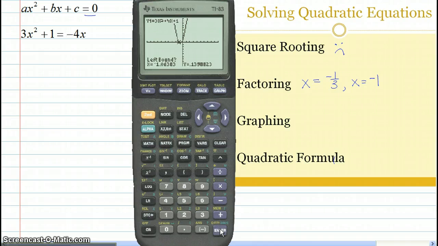This is to the left of the other point. Something to the right of the other point could be a positive 6. And then our guess is somewhere in the middle, maybe around 0. Again, you can always type it in, or you can use arrow keys, and we get a negative 0.3 repeating, which is negative 1/3. So you can solve it by graphing, factoring, and you can always solve these equations by the quadratic formula. So let's do that next.